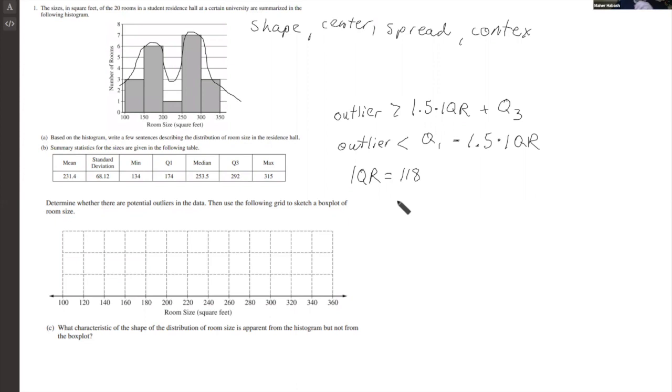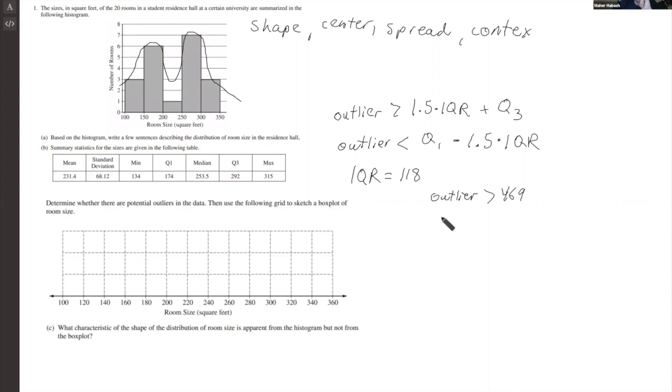So the outliers on the upper end must be bigger than 469. Do we have any outliers on that end? No. No, the max is 315, so definitely not this time.